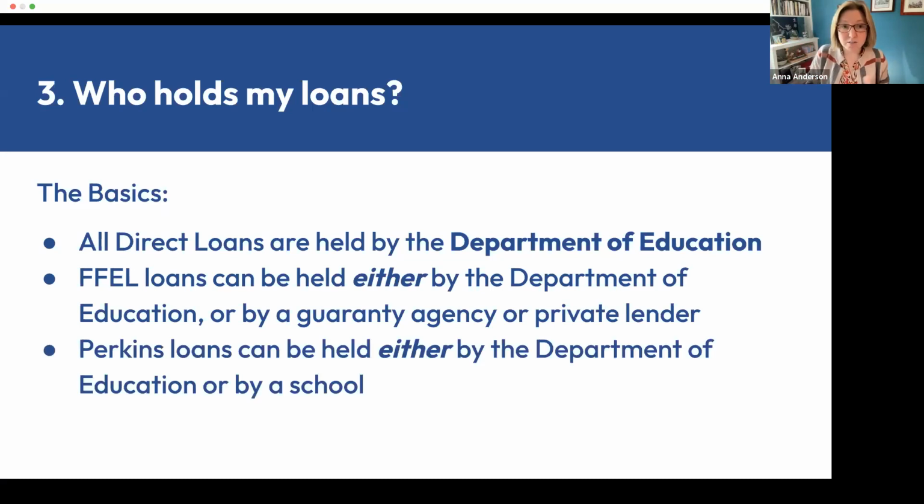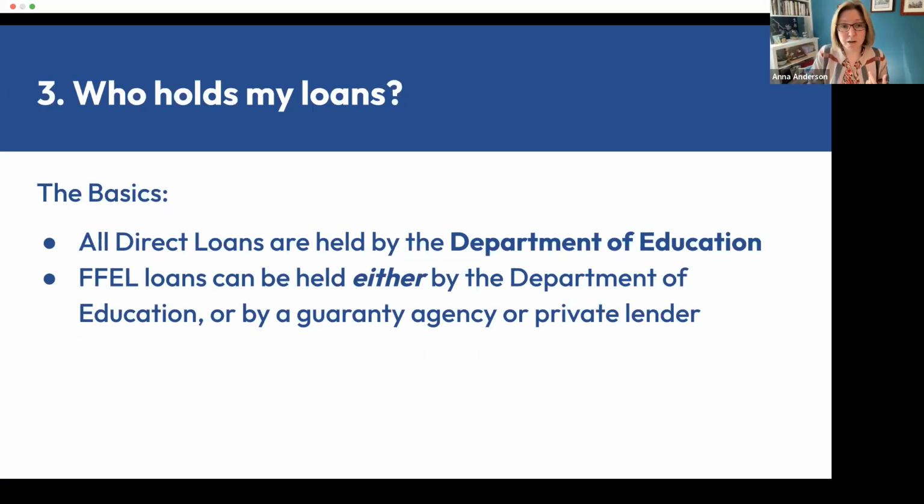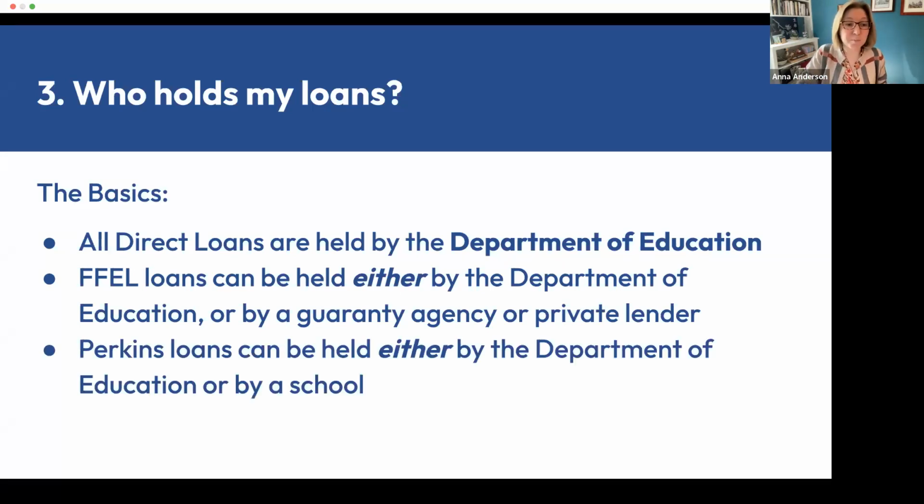Now for FFEL loans, you can either have FFEL loans that are held by the Department of Education or one of these other entities, a guarantee agency or a private lender. But finally, you can have also these weird loans called Perkins loans. They're not issued anymore.